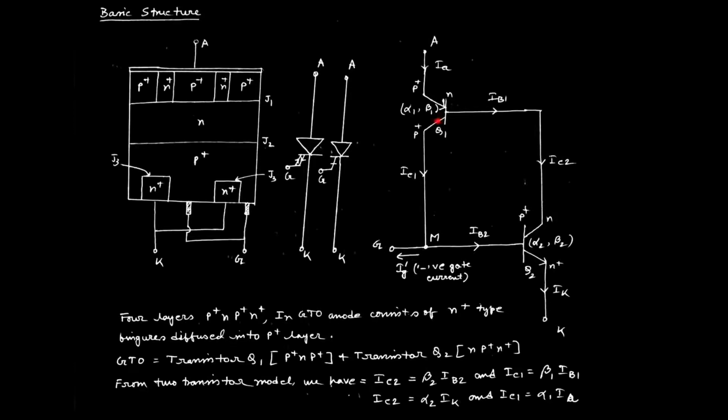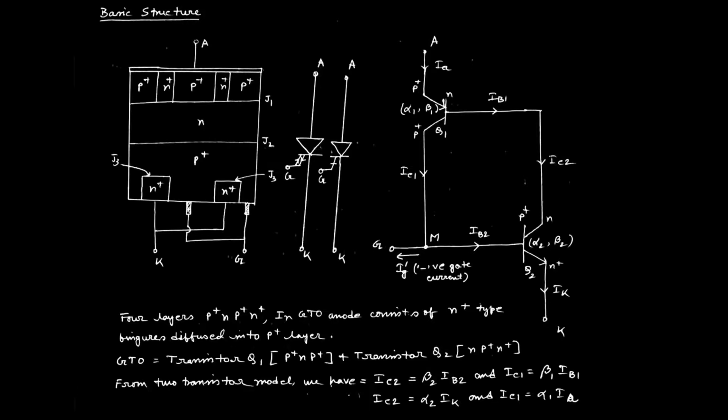So from this two transistor model we can say IC2, means this current, is equal to beta 2 IB2, and IC1, means this current, should be equal to beta 1 IB1, because IC2 is the collector current of Q2 and IC1 is the collector current of the first transistor Q1.